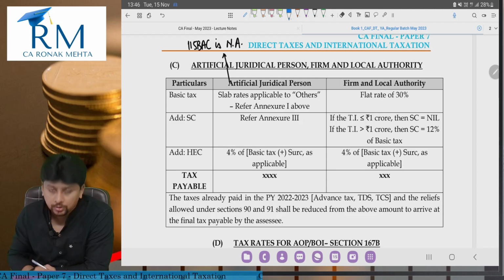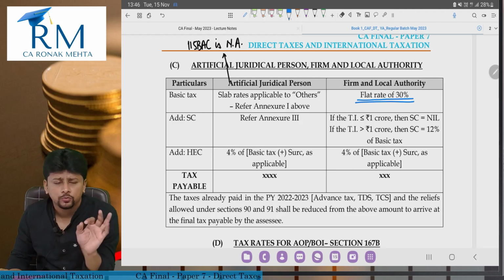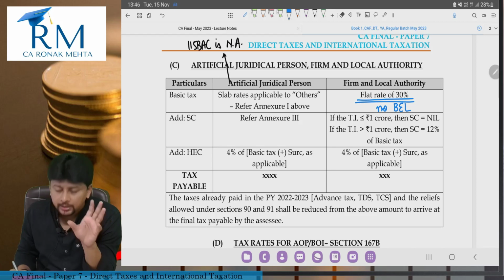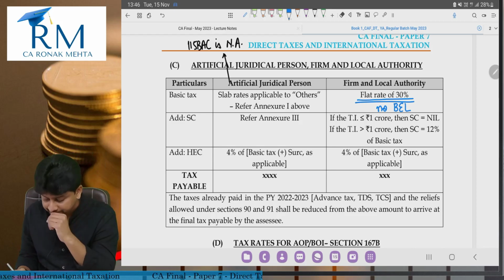Partnership firm, local authority: a flat rate of 30%. 30% tax. What? No basic exemption limit. No concept of basic exemption limit. Whether you earn 10 rupees or 10 crore rupees, you will pay tax at a flat rate of 30%.